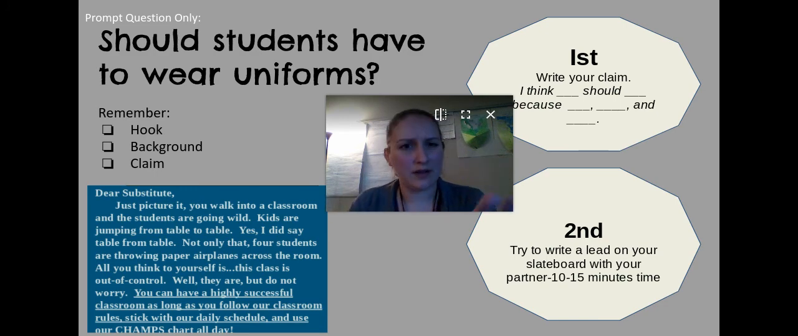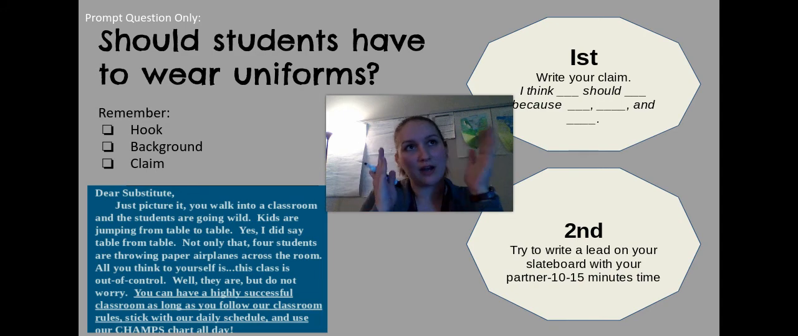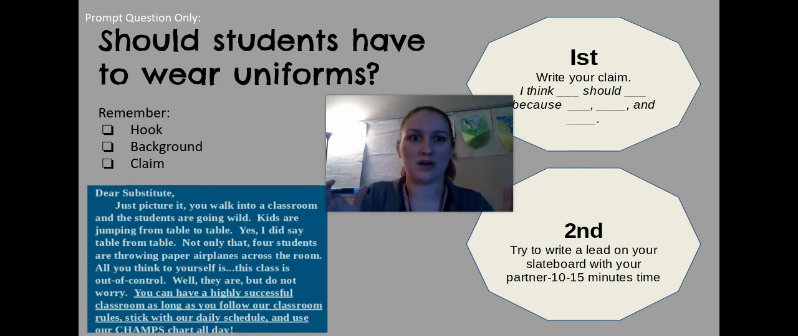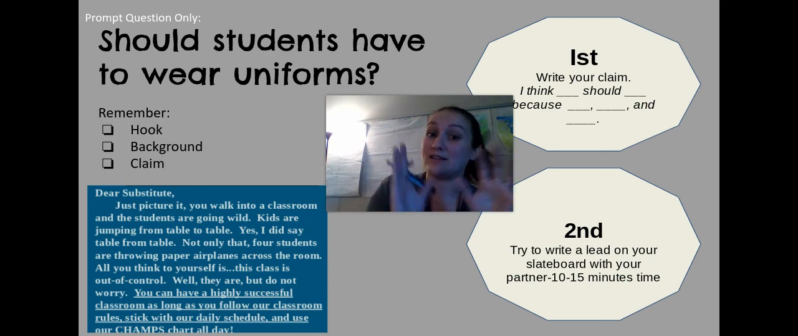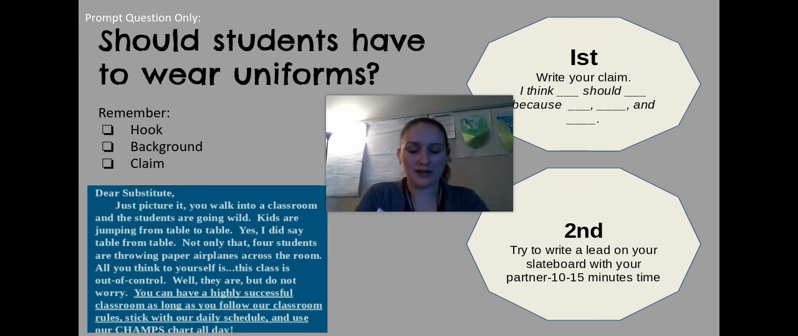Just picture it. Okay, so the situation is about wearing uniforms, right? So you have to think about your side of the fence. What is your opinion? If you're thinking pro uniforms, then you might be painting a picture of what it would be like without them. Or if you are against uniforms, you might be picturing what it's like with them. So tell a story to paint that picture. The example of the substitute teacher is down here in the corner. I'm starting to learn how to use these videos. So that's there if you want to look at it.